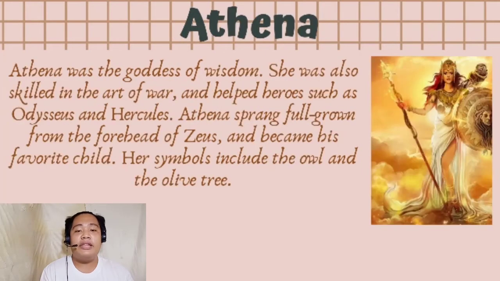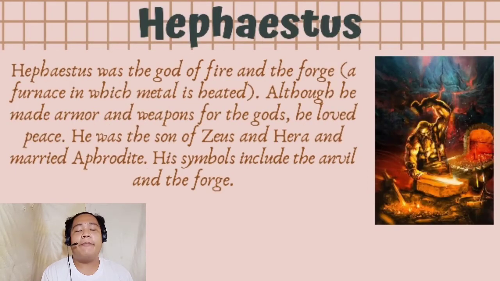Number 9, we have Athena. Athena was the goddess of wisdom. So her Roman name is Minerva. She was also skilled in the art of war and helped heroes such as Odysseus and Hercules. So are you familiar with them? Okay. So she helped both the heroes. So Athena sprang full-grown from the forehead of Zeus and became his favorite child. So her symbols include the owl and the olive tree. So that was Athena.